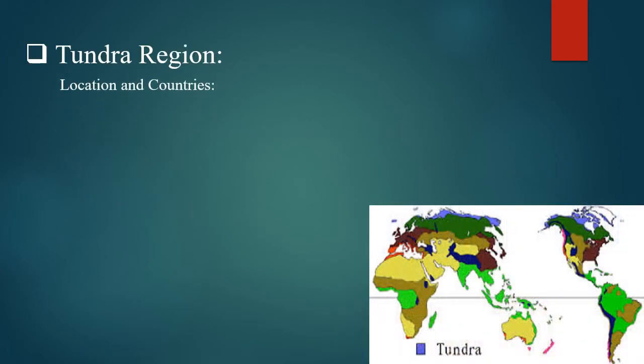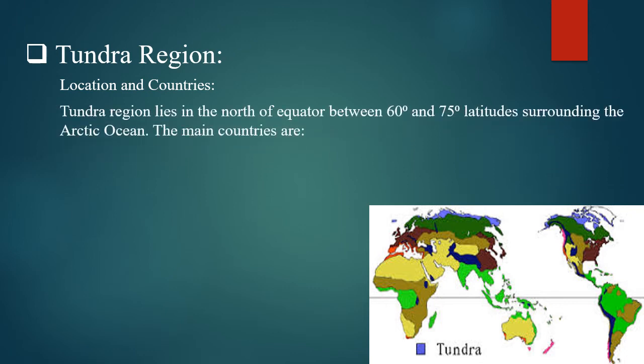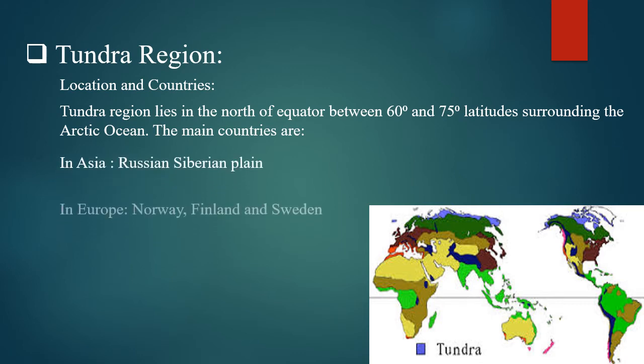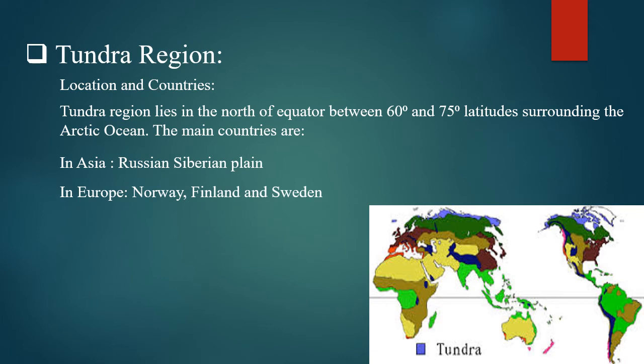Let's talk about the Tundra region. Tundra is treeless region. Location and countries. Tundra region lies in the north of equator between 60° and 75° latitude surrounding the Arctic Ocean. The main countries are in Asia, Russian Siberian Plain; in Europe, Norway, Finland and Sweden; in North America, Canada and Alaska.